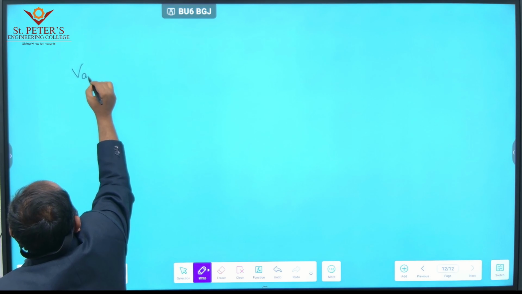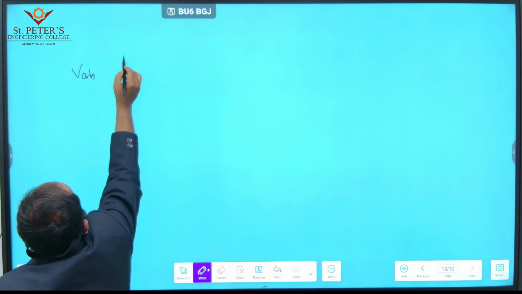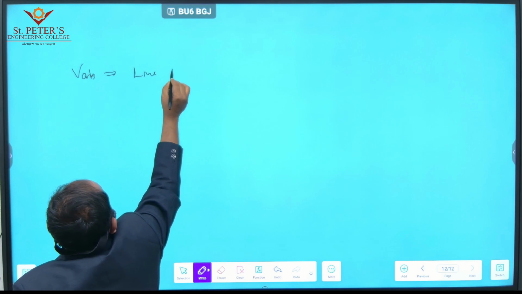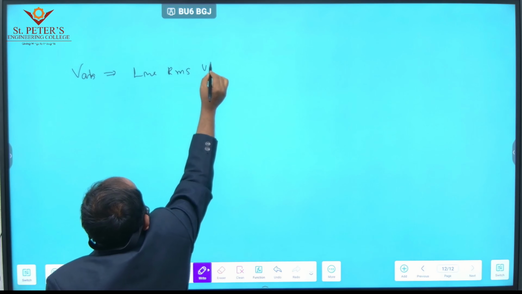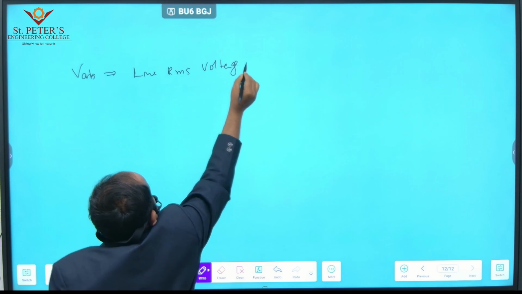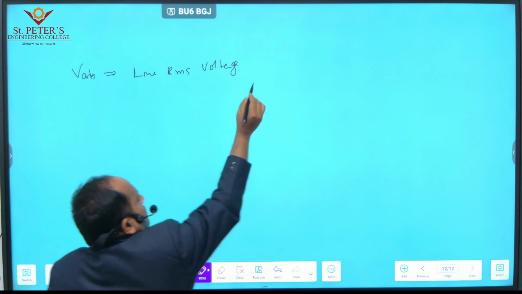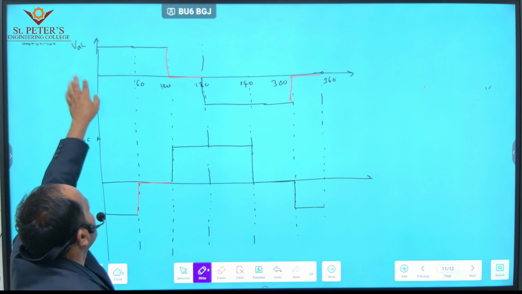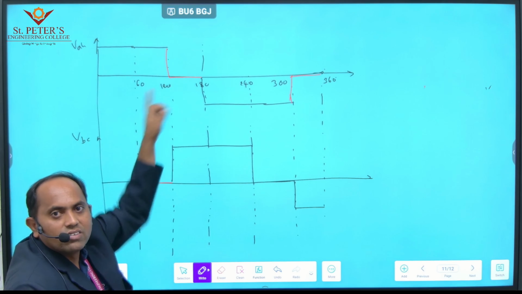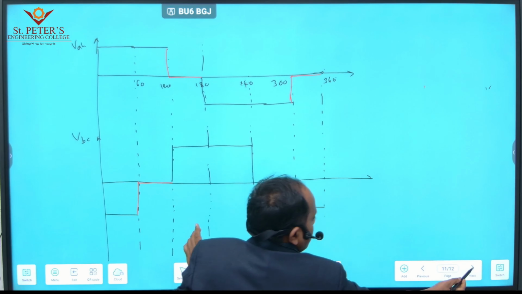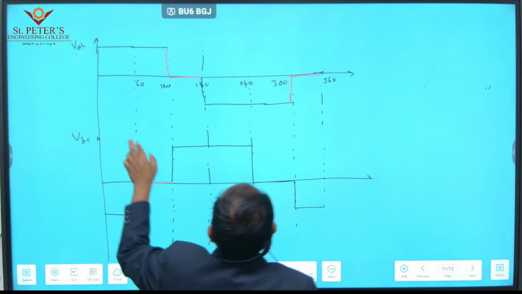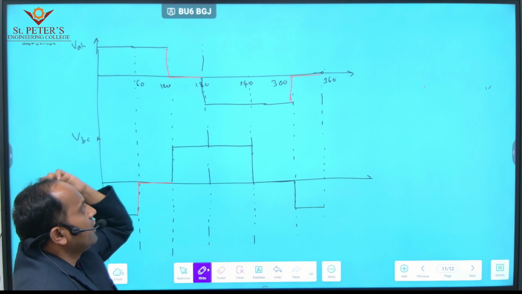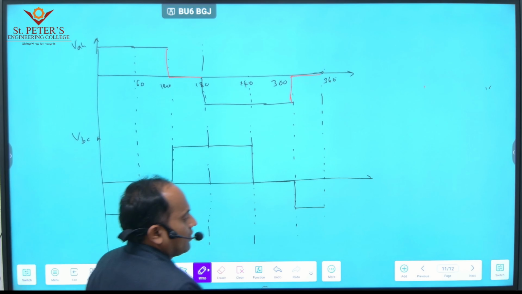VAB, that means line RMS voltages. Line RMS voltage: each line voltage conducts, say VAB, conducts from 0 to 120 degrees. And what is the time period actually? The time period is 1 by 2 pi, conducting 0 to 120 degrees.